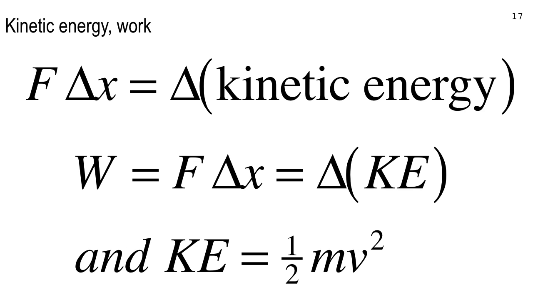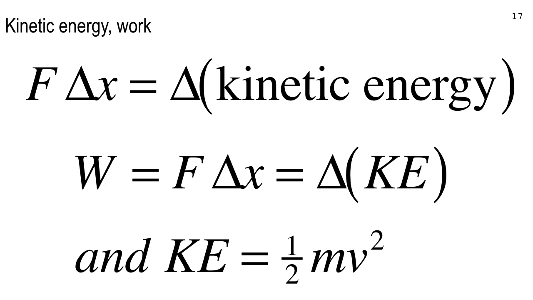Now, the formal definition. In the impulse formula, we have delta P on the right-hand side, and P is equal to mv. On the right-hand side of the work formula, we have delta KE. So the definition for KE is a little bit different: it's 1/2 mv squared. And this is the thing that changes equally for every meter of forced motion. So if you're under a friction force, every meter or every centimeter of horizontal motion, you lose a certain amount of kinetic energy.